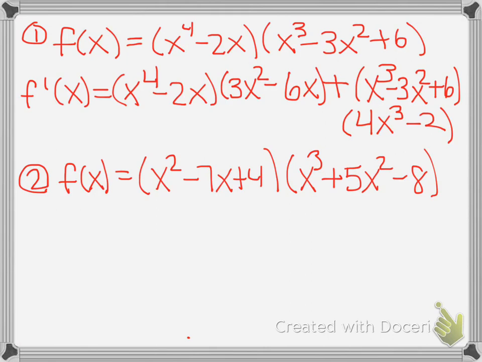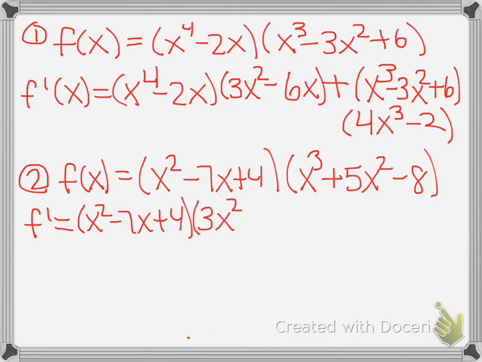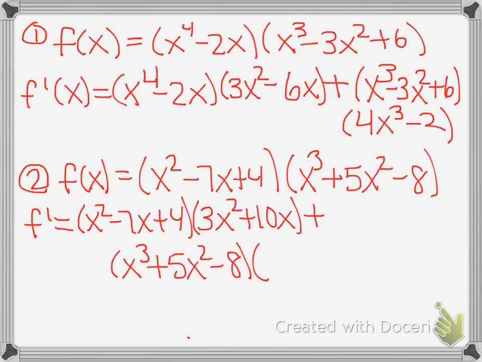And we should be back. And so I'm going to say f prime equals front, x squared minus 7x plus 4, D back, the derivative of the back, 3x squared plus 10x. Plus, I'm going to jump down here because I'm not going to have enough room. Back, x cubed plus 5x squared minus 8, D front, times the derivative of the front, which is 2x minus 7. Don't multiply it out. Do not simplify. You don't have to simplify this, okay? All right, and ladies and gentlemen, that right there is the product rule.